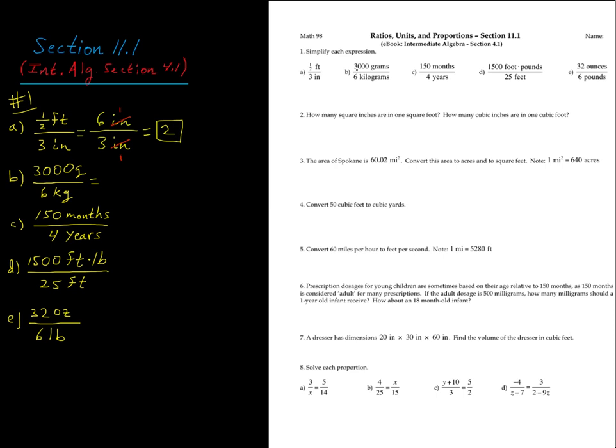Alright, let's look at part B. Here, we're looking at 3,000 grams divided by 6 kilograms. It turns out that there are 1,000 grams in 1 kilogram.